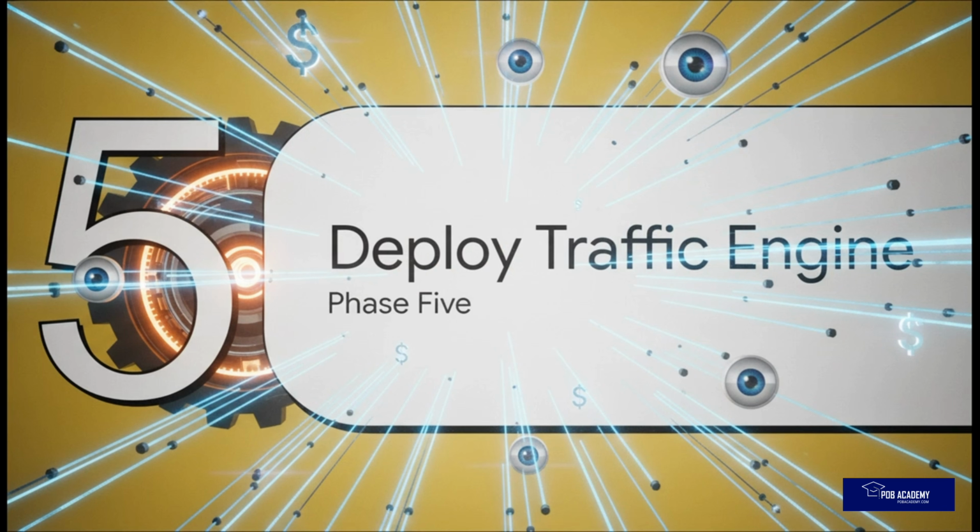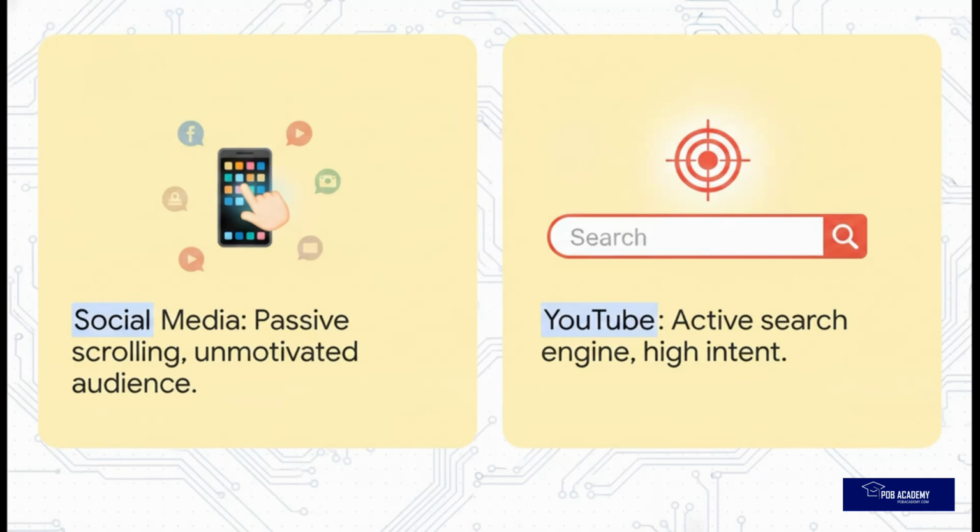Finally, phase 5, deploying the traffic engine. Because without eyeballs, even the absolute perfect architecture generates zero revenue. The strategy heavily prioritizes YouTube as the primary data input over platforms like Facebook or TikTok. Why? Because regular social media is often just a passive dopamine feed, where audiences are unmotivated, scrolling just to turn their brains off.